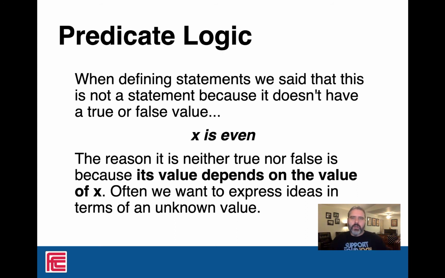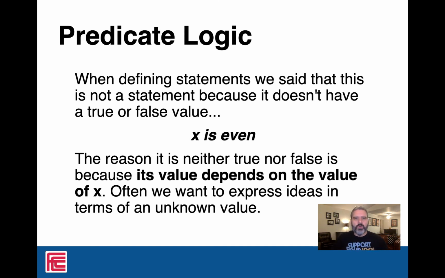So we'll start with the idea of predicate logic. We stated earlier, when we talked about statements, that x is even cannot be a statement, because it doesn't have a true or false value. Its true or false value is dependent on what you stick in for x, right? Whatever the value of x is decides whether this is true or false. So x is even, not a statement. 5 is even, that's a statement. It's a false statement, but it's a statement.